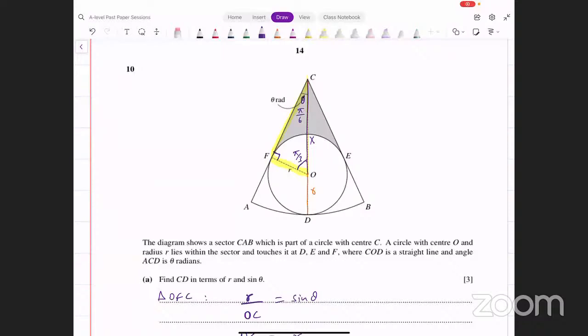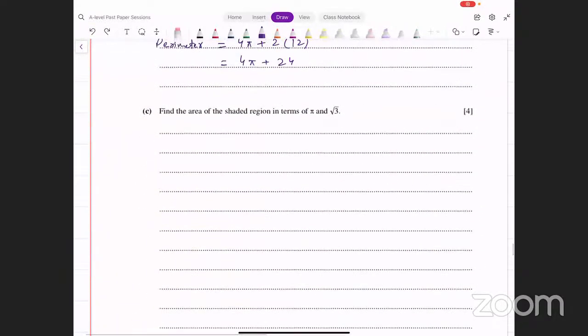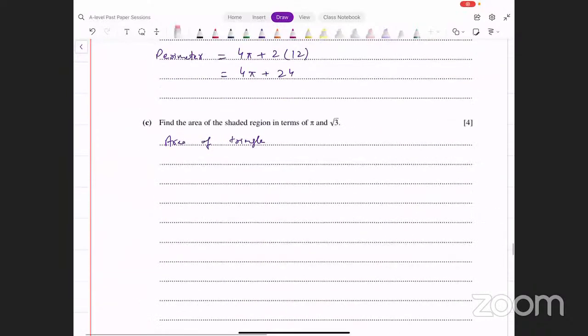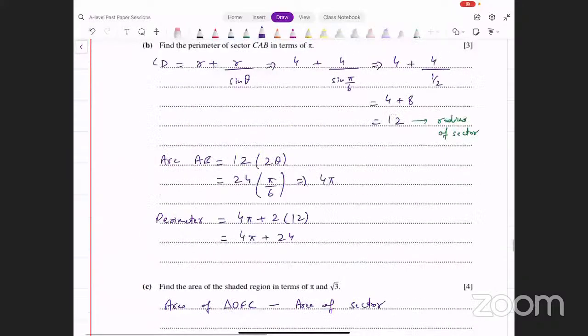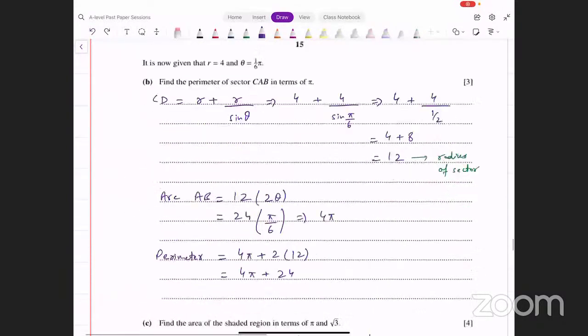I'm going to find the area of the triangle and subtract from that the area of this sector. Okay? सबसे पहले मैं क्या कर रहा हूँ? Area of triangle. Which triangle? The triangle OFC. Area of triangle OFC minus area of the sector, ये जो छोटा वाला सेक्टर है, ये वाला OFX, उसमें से वो माइनस करने लगा.